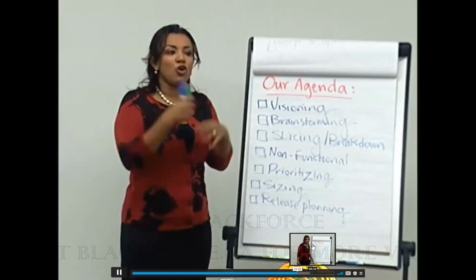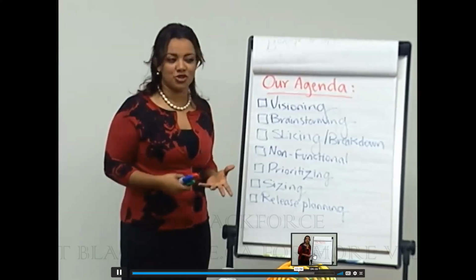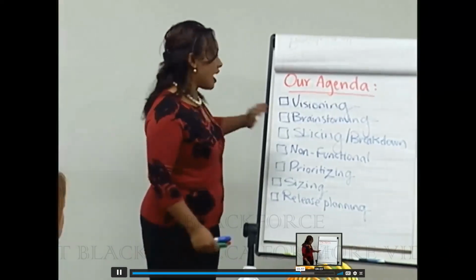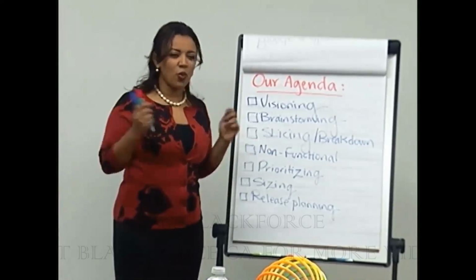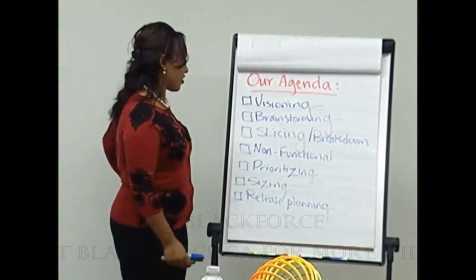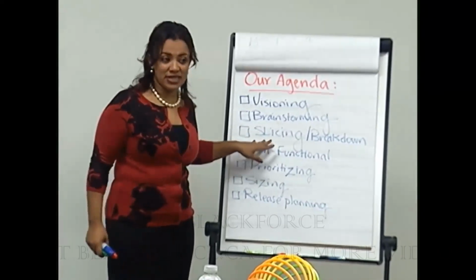So understanding from our product owner, from our sponsor, from our business user, what is this project about? What is it that we're trying to accomplish? What's the purpose of the project? And then we're going to go through and brainstorm the requirements. Now that we've visioned, what are the actual stories that we have to deliver here? Then we need to slice some of them down.